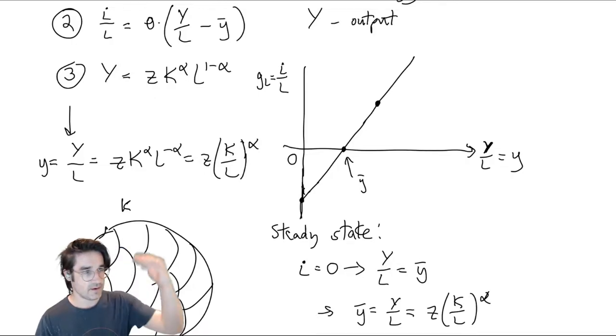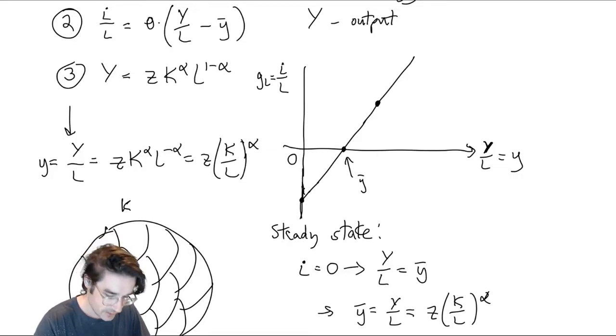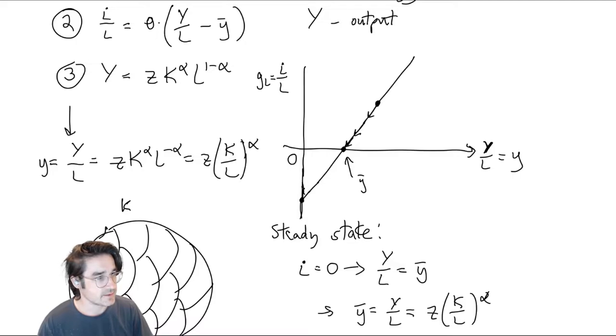So let's say you have an initial condition with a high value for y. If you're at that point, that means your L dot over L, your growth rate of population, is positive. So your population is going to grow over time, and that means your standard of living is going to go down. Things get more crowded. So you start there, you're going to move down here, and eventually you're going to hit steady state and you're going to stay there.